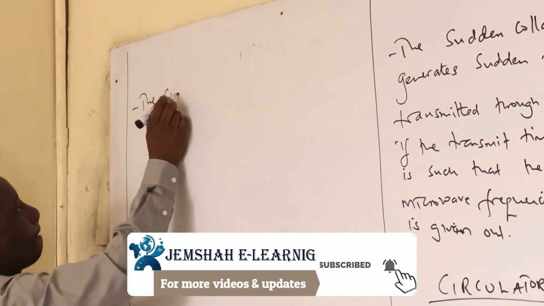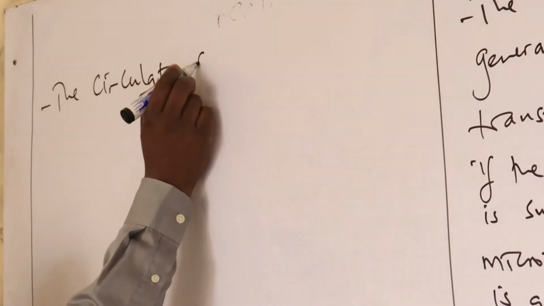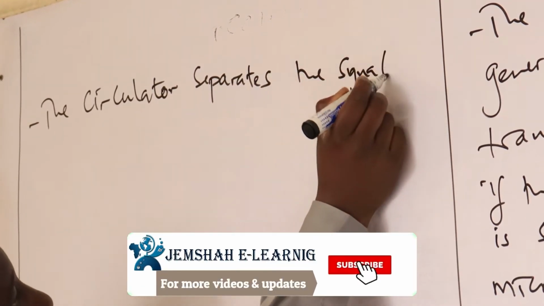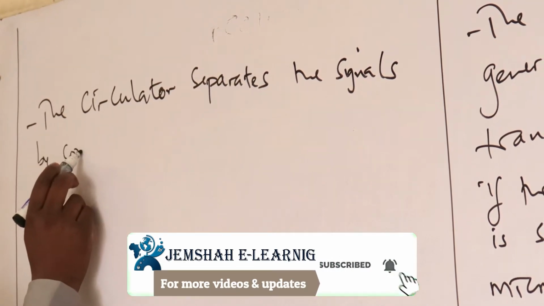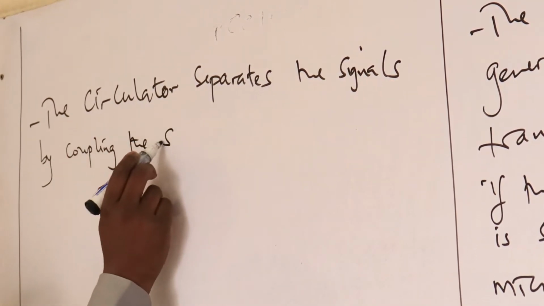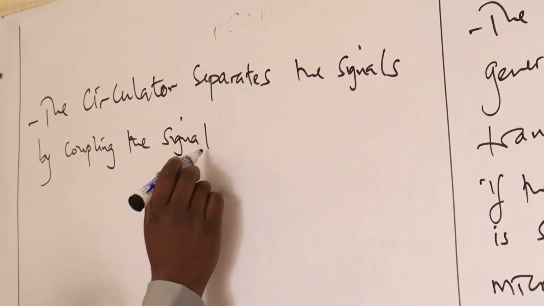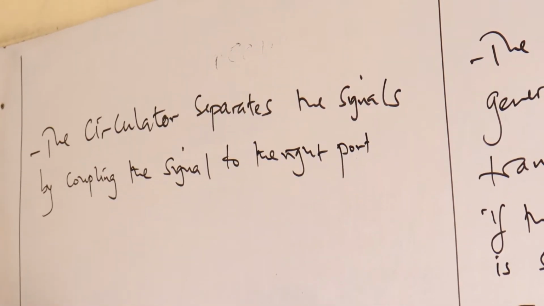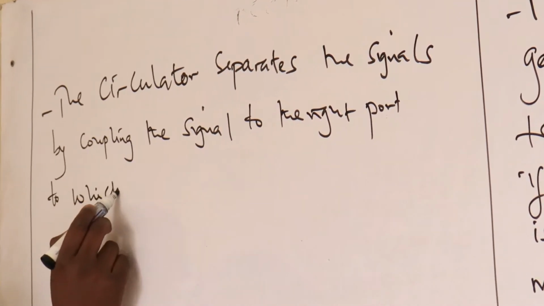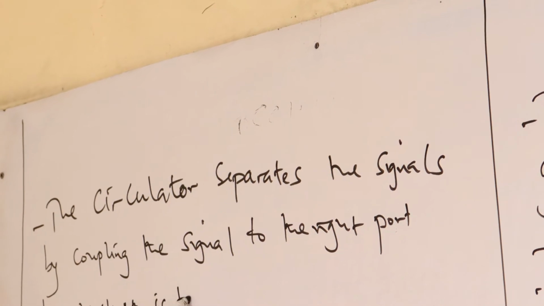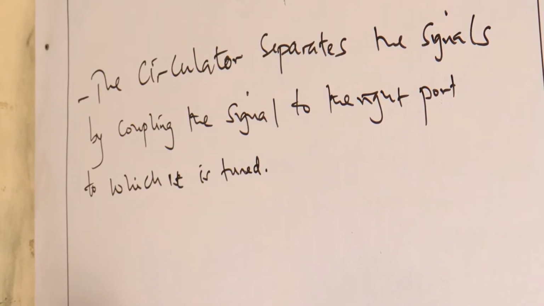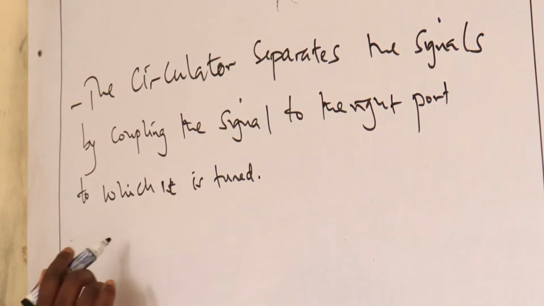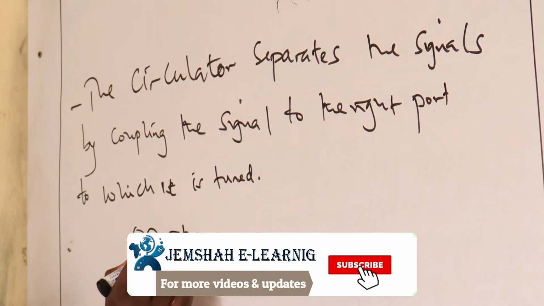So the circulator separates the signals by coupling the signal to the right port, to which it is tuned. So we put down the operation.